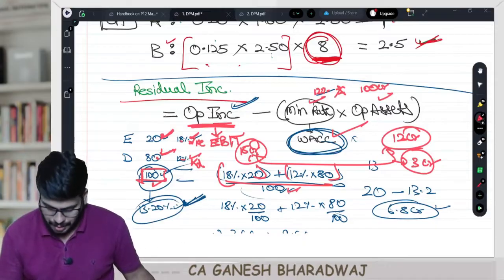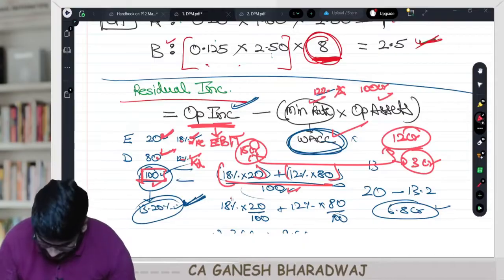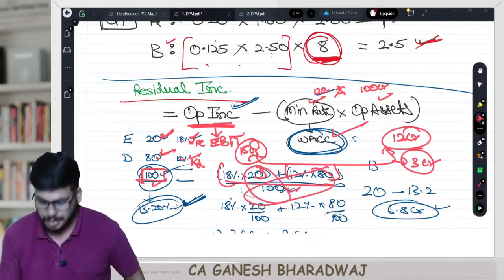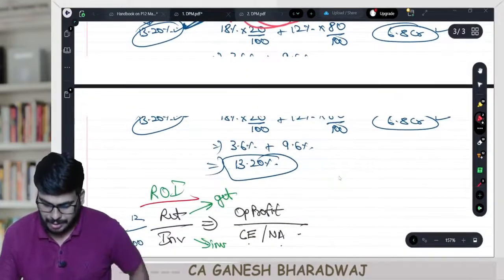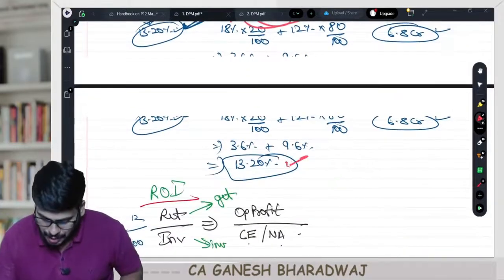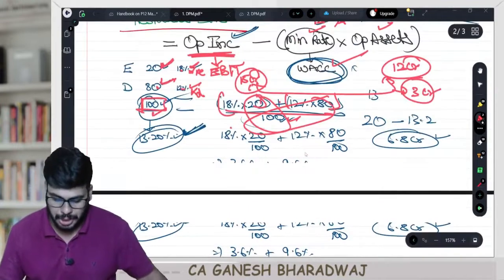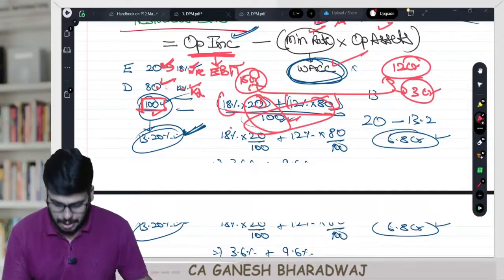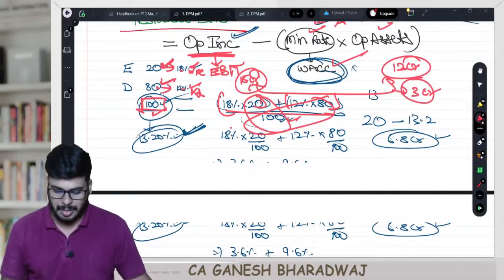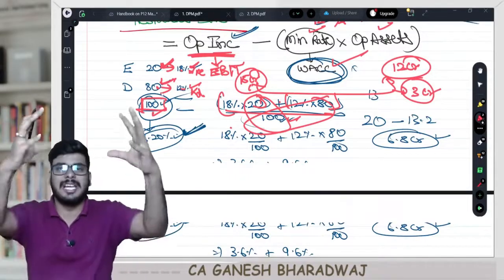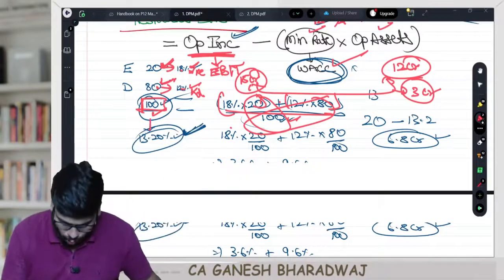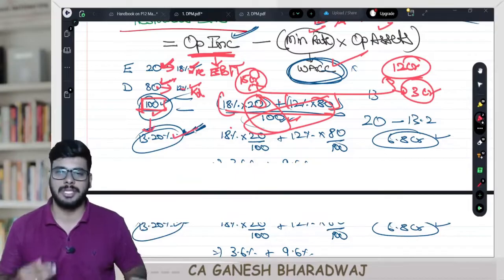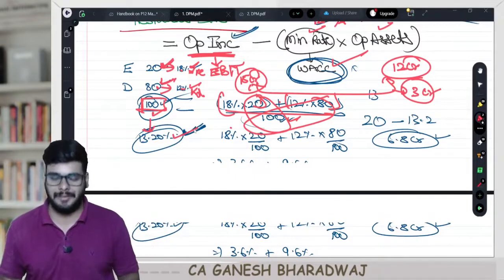Or in other words, if I want, I can split and write 18% into 20 by 100 plus 12% into 80 by 100. This way also you can write. Are you clear with this? If you do this, finally you will arrive at a figure of 13.2%. Or in other words, for 20 crores my cost was 18%. For 80 crores, my cost was how much? 12%. For overall 100 crores, if I take the weighted average, my effective cost is how much? 13.2%. This is called weighted average cost of capital.